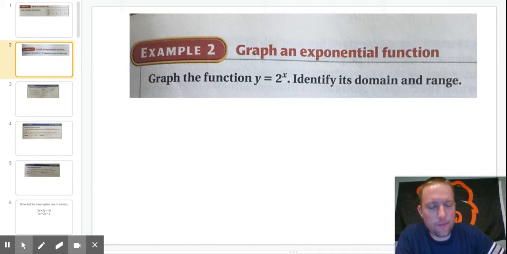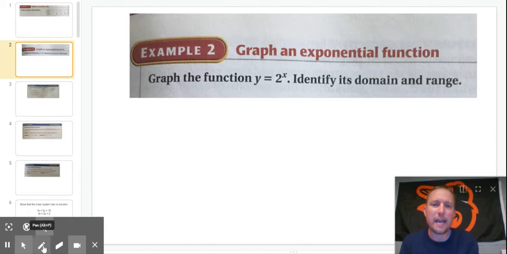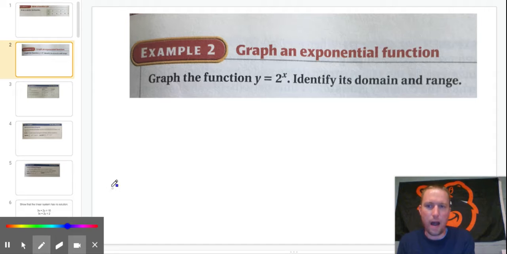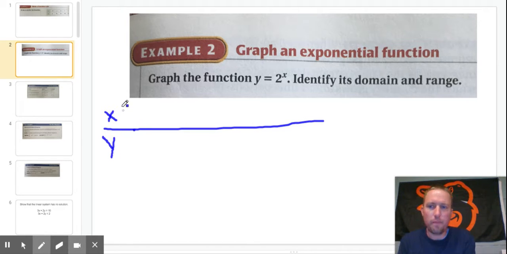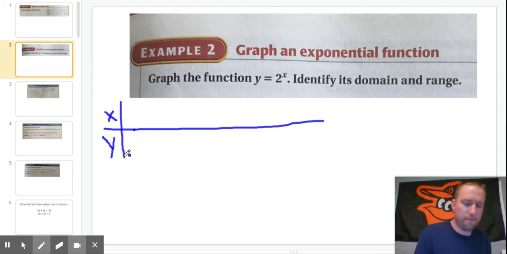For June 2nd, 2020. Today we are graphing an exponential function. It says graph the function y equals 2 to the power of x. Identify its domain and range. The first thing we're going to do is make a table for x and for y. I have x, I have y, and I am going to list out some different values.